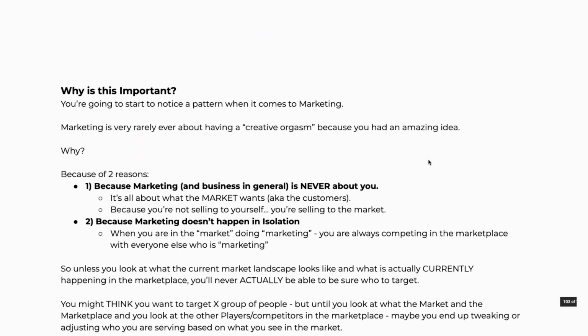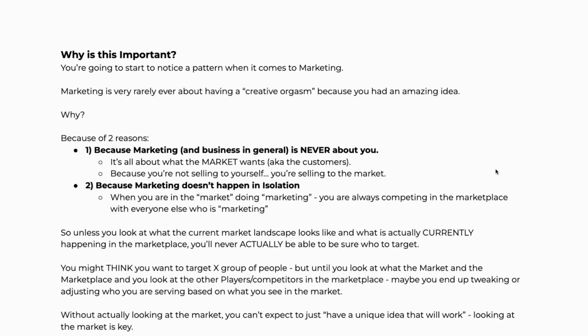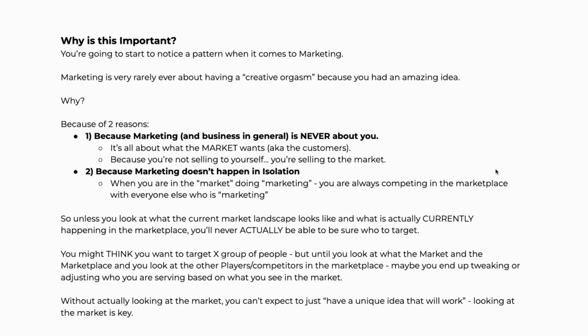And again, the reason why this is important, we've talked about this, is that if you don't actually look at what is happening in the marketplace, you're going to try to come up with some genius idea in your head, when in reality, you're just coming up with theoretical, abstract things. The best way to know what is happening in the market is to actually just look at the market. And how you do that is by getting out of your store, right?